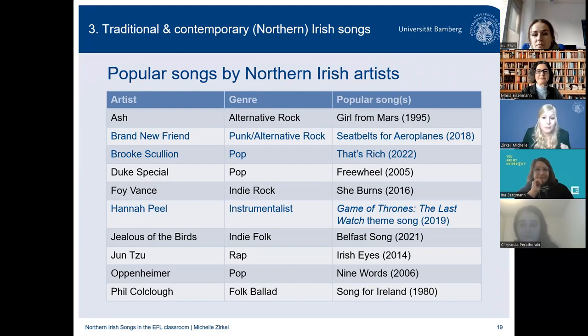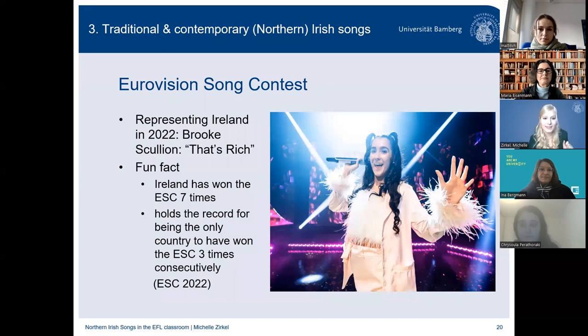And just to mention a few artists you might know, Brooke Scullion represented Ireland at this year's Eurovision Song Contest. And Hannah Peel composed the theme song of Game of Thrones, The Last Watch. So that's her, that's Brooke Scullion. And a nice fun fact for you to know, Ireland has won the Eurovision Song Contest 7 times and holds the record for being the only country to have won the Eurovision Song Contest 3 times consecutively.